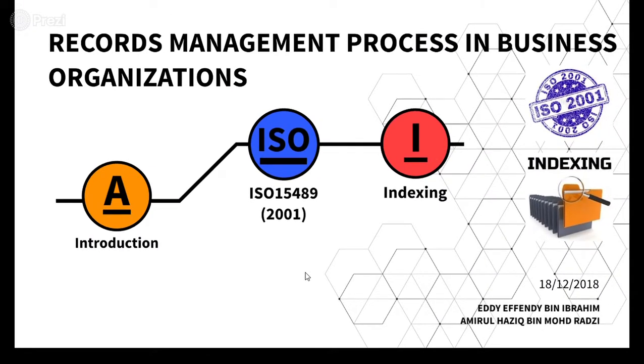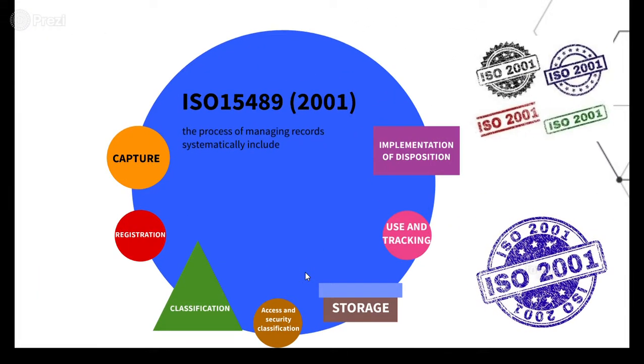The second title is ISO 15489. We have seven main topics, which are capture, registration, classification, access and security classification, storage, use and tracking, and implementation of disposition. Actually, ISO 15489 is the process of managing records systematically.